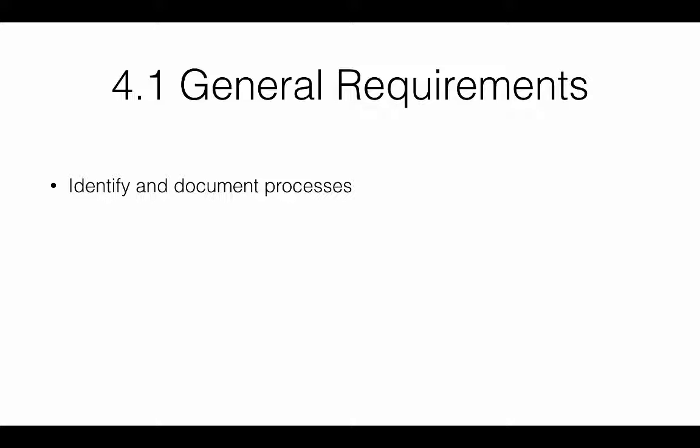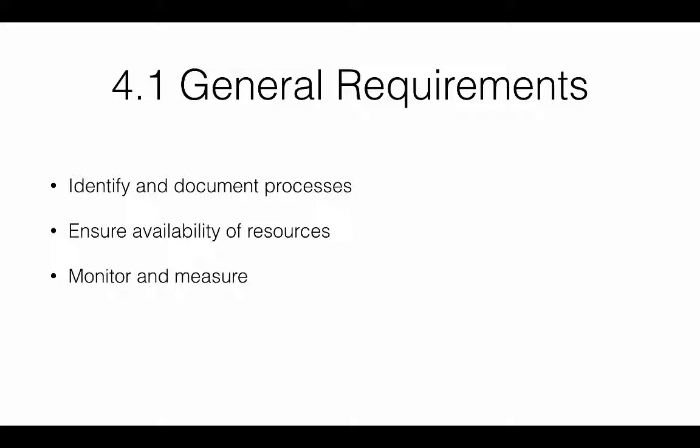Organizations must identify the processes needed in order to effectively implement a quality management system. They must document those processes and ensure they are effective. Identification and availability of resources must be ensured to adequately support the operation of processes, as well as monitor and measure the processes where applicable. And of course, it is required that the organization maintain results and take steps to continually improve processes as well as the system as a whole.